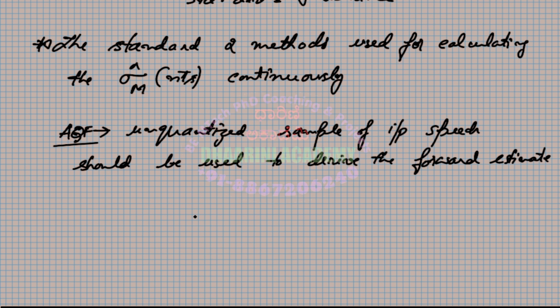Similarly, the second technique, which we have seen here, is AQB, backward adaptive quantization. So use the samples of the quantizer's output to derive the backward estimation. All right, so this sigma cap of M is an estimation.